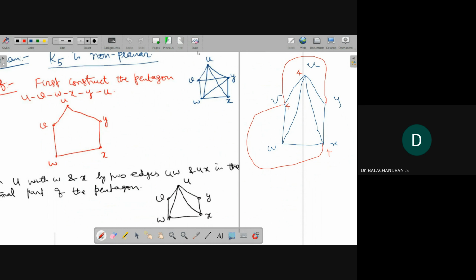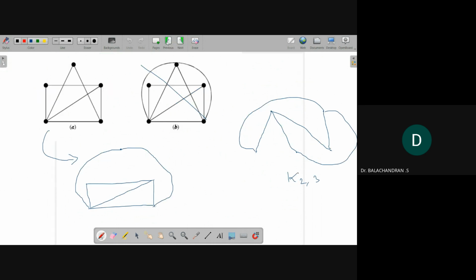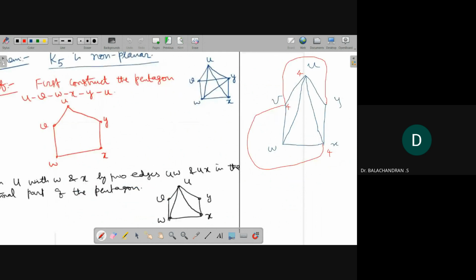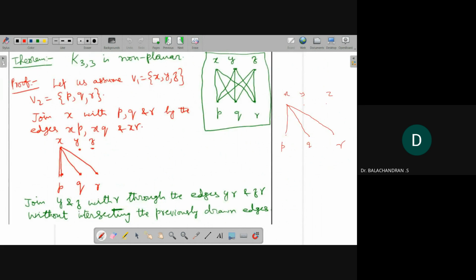Okay, I have drawn it here. Next step, Y with R. Maybe I'll choose some other color. Y with R, and Z with R. Then there is no intersection between the previously drawn edges.